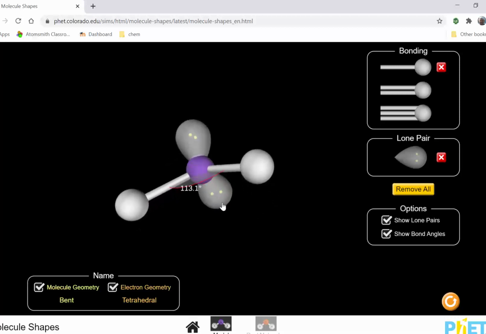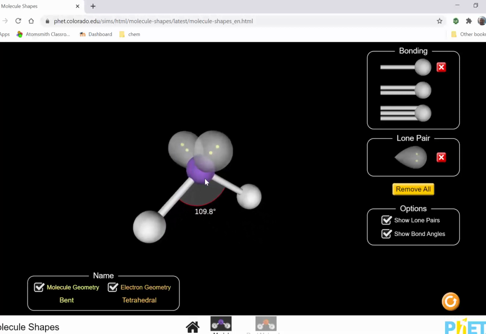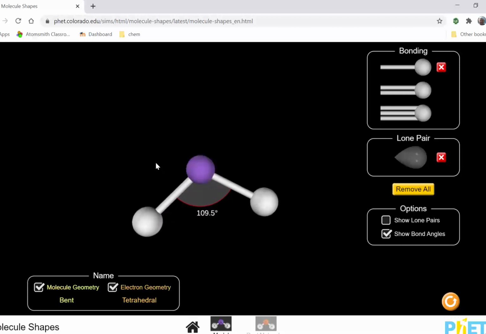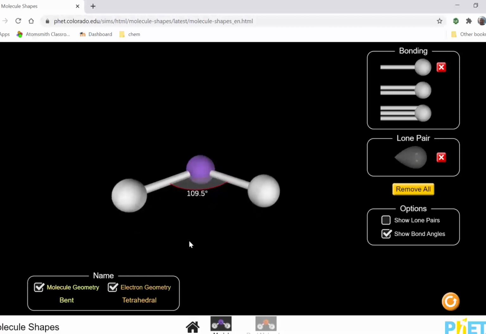But the reason why we refer to this molecular geometry as bent is that if I take the lone pairs away, you can see that the 3 atoms here relative to one another adopt a bent shape. So let's go back to the slide and summarize some of these ideas.